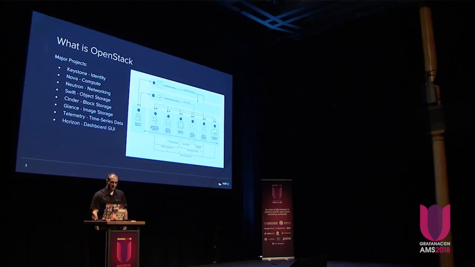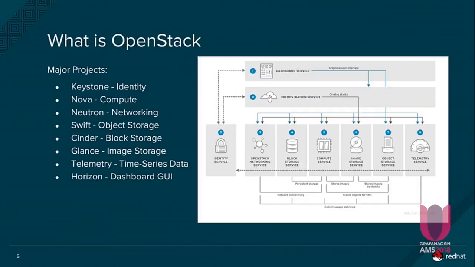So the key projects within OpenStack are Keystone, that's the identity and authentication project. Nova is the compute one. Neutron is for networking. It used to be called Quantum. Swift for object storage, Cinder for block storage, Glance for image storage. Telemetry used to be called Ceilometer, but Telemetry actually encompasses more than just Ceilometer at this point. And then Horizon, and that's not to be confused with Grafana dashboards. That's just the web GUI for OpenStack.